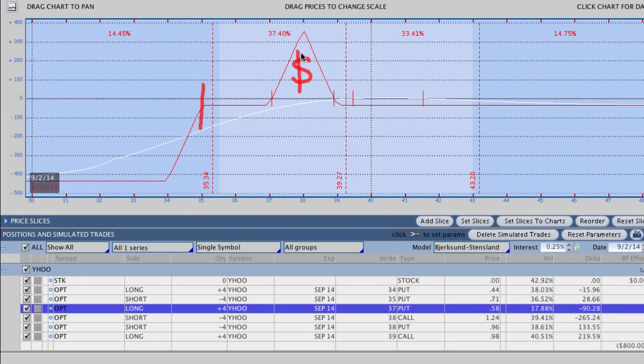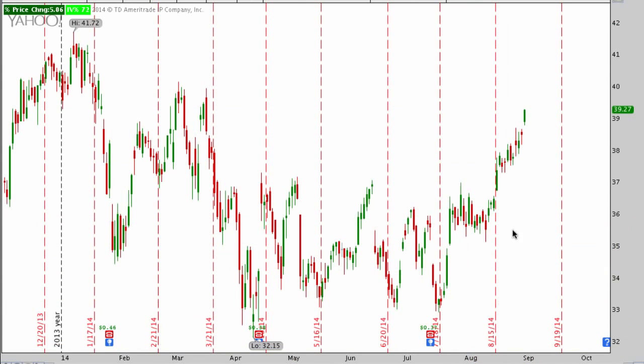We can make money here around 38 if Yahoo continues to move a little bit lower, and if Yahoo just keeps moving lower, we really start to lose money around 35. So we've got a really nice window of opportunity, and I'll go back to the charts here.